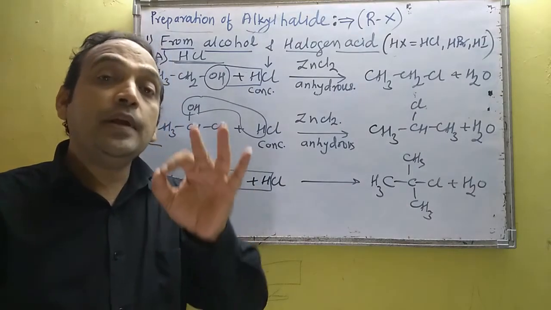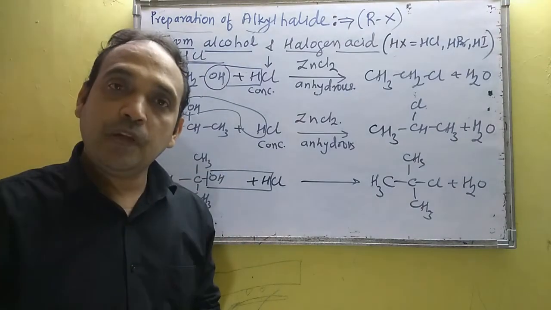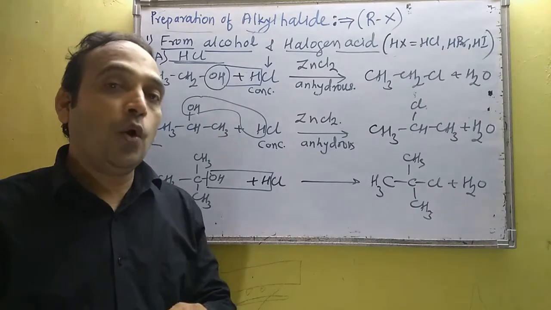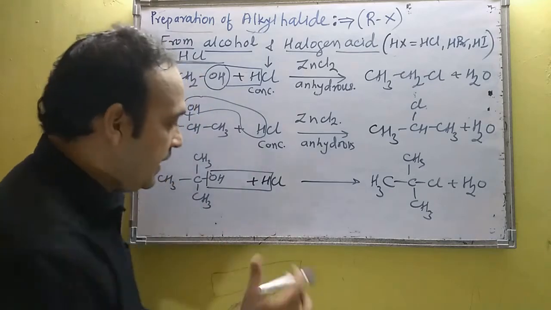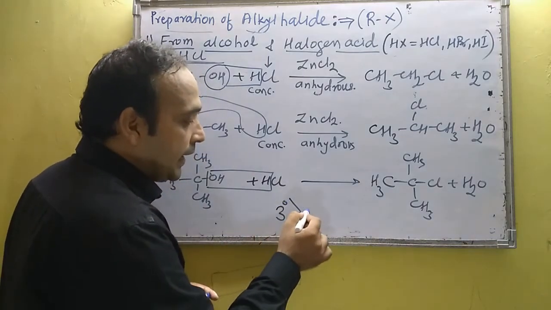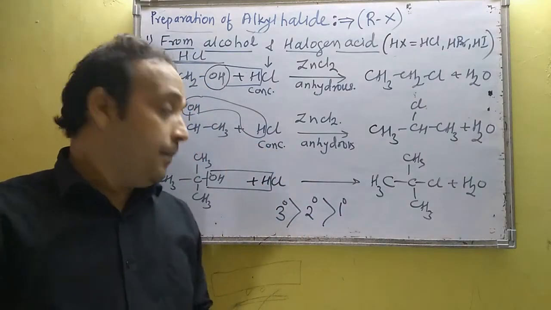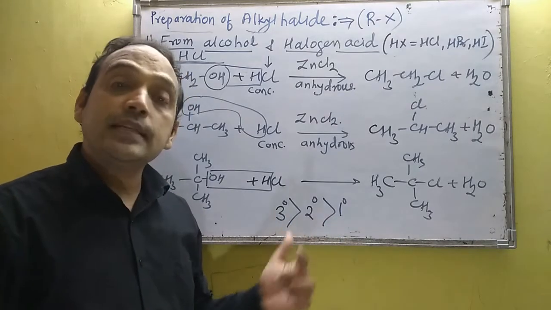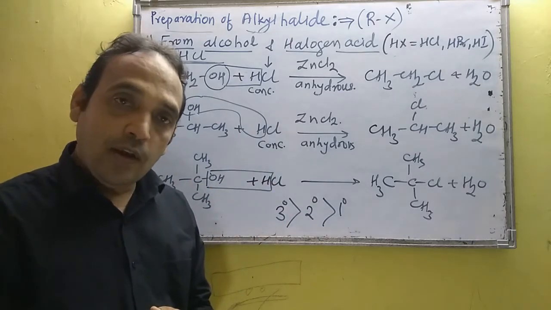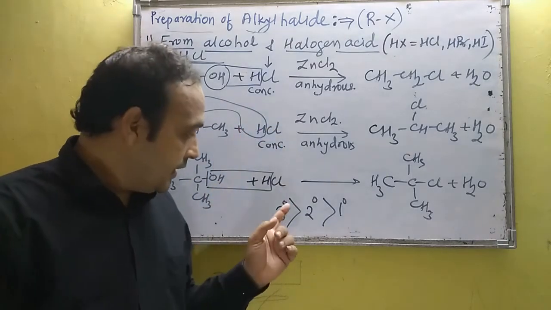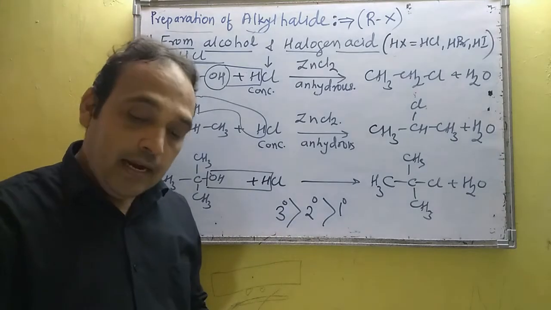Because of the reactivity order, which means which will react more easily and conveniently. The reactivity order of alcohol towards hydrogen halides in formation of alkyl halide is: tertiary alcohol is more reactive than secondary alcohol, and secondary alcohol is more reactive than primary alcohol. Try to remember this for your entrance examination.